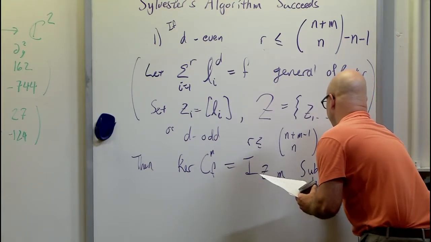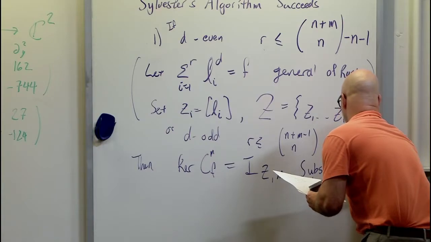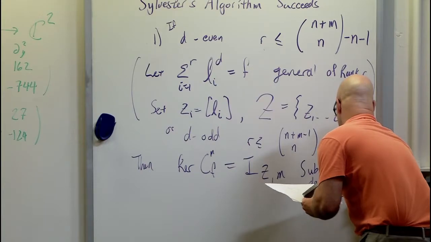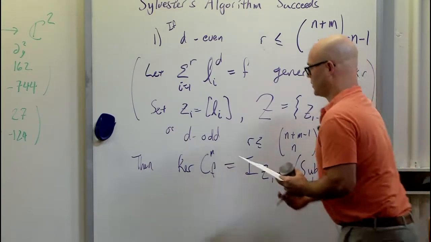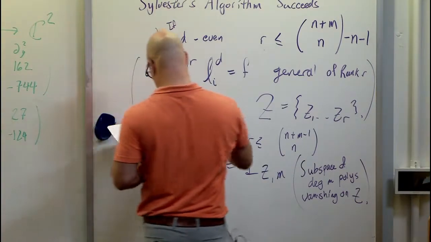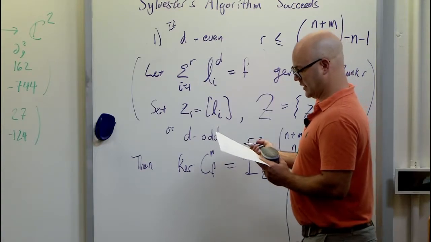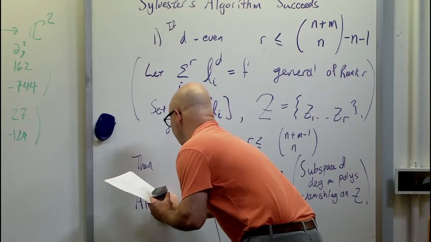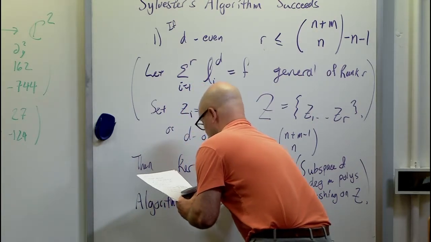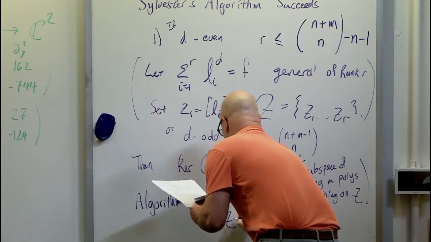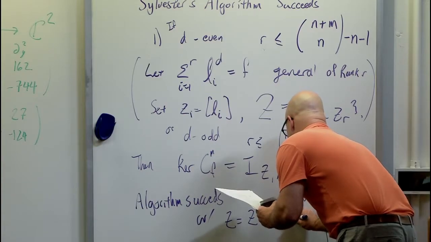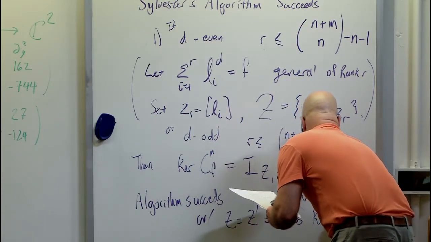of degree M polynomials vanishing on the set Z. So the kernel is actually equal to the polynomials which vanish on the forms we're looking for, and the algorithm succeeds with Z equal to Z prime, which is the zeros of the kernel of C_F.